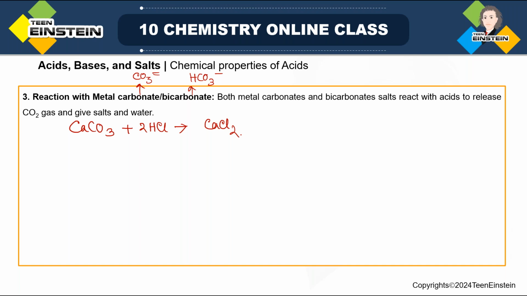So the formula is CaCl2, and as we have mentioned here, CO2 gas will be produced, salt will be produced, water will be produced. So the salt we have already written, then H2O and CO2. I hope it is balanced. 3 oxygen on both sides, yes, it is fine. So this is the first reaction of this type.